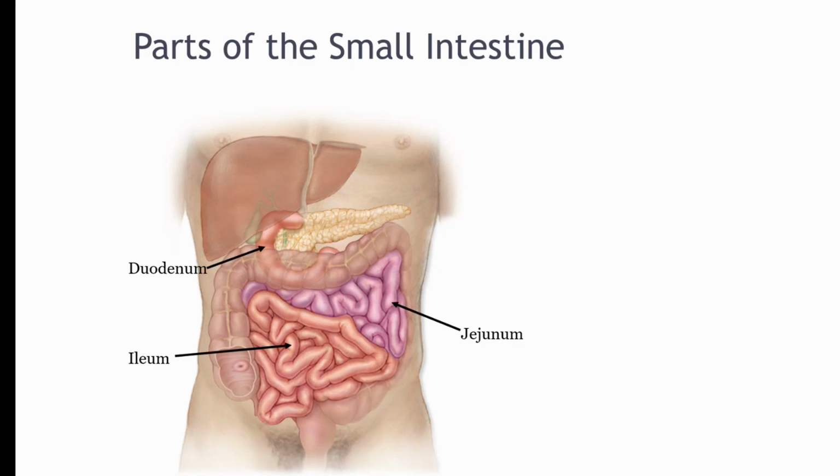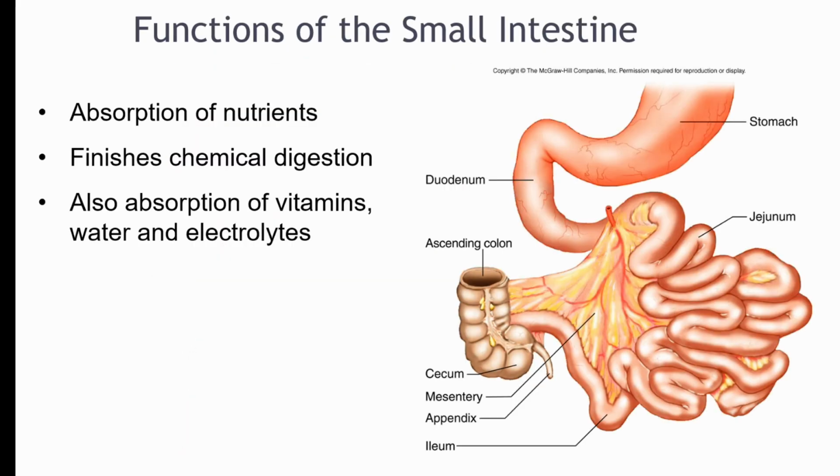So now let's get to the small intestine. So you have your duodenum, your jejunum, your ileum. The duodenum is the first part right out of the stomach, followed by the jejunum, and then the ileum. So what are the functions of the small intestines? Largely, it's to absorb nutrients, and also it finishes chemical digestion. Very minimal mechanical digestion, if at all, occurs here. It's largely chemical. And here you also absorb your vitamins, your water, your electrolytes.